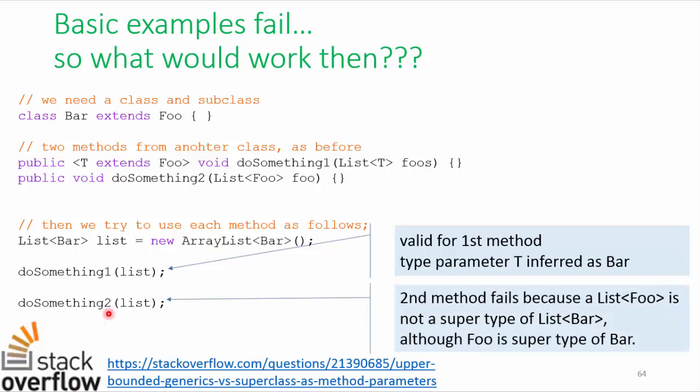doSomething2, when called with a list of Bar parameter, is going to fail. And this is because a list of Foo, which is the type of the formal parameter that's expected, is not actually a supertype of a list of Bar. Okay, I refer you back to a few sections earlier in the lecture. If you have a List of String and an ArrayList of String, yes, the relationship exists between them. If you have a list of Foo, even though Foo is a superclass of Bar, a list of Bar is not going to be a subclass of list of Foo. Okay, that's not going to work.